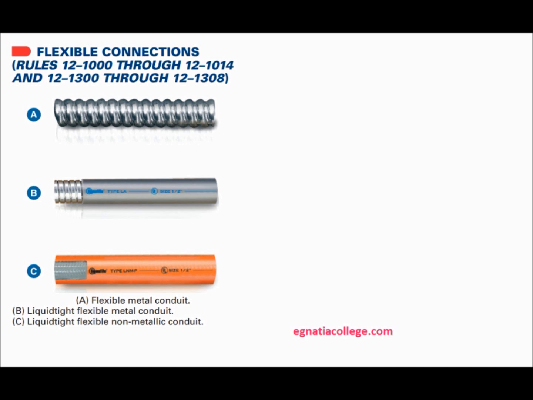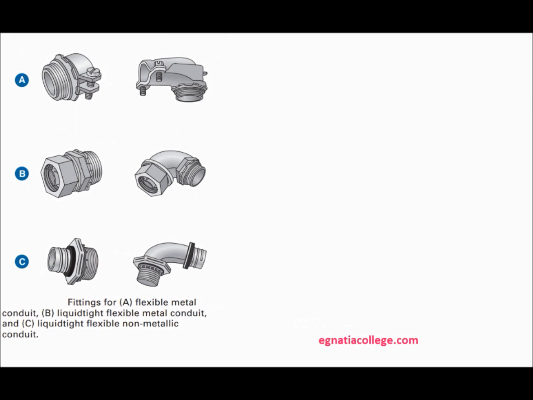in the figure. Liquid-tight flexible metal conduit, Part B in the figure. Liquid-tight flexible non-metallic conduit, Part C in the figure. This figure shows types of connectors used with flexible conduit. Part A shows fittings for flexible metal conduit. Part B shows fittings for liquid-tight flexible metal conduit. Part C shows fittings for liquid-tight flexible non-metallic conduit.